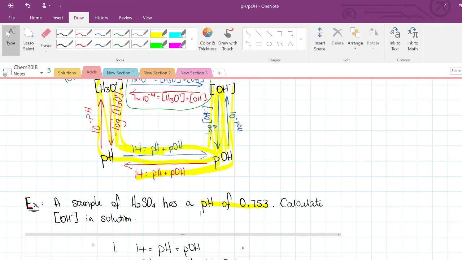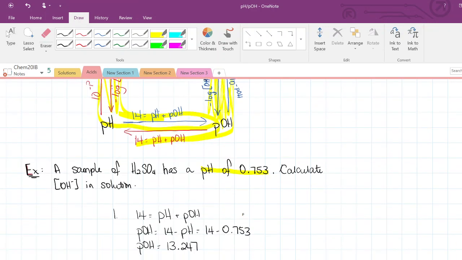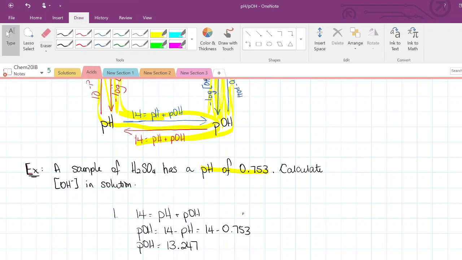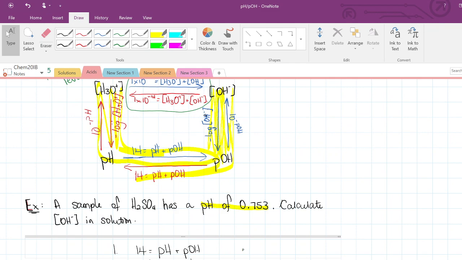So step 1 is 14 is equal to pH plus pOH, and I need to solve for pOH. So pOH is equal to 14 minus pH, and that's 14 minus 0.753, which gives me 13.247. Now I'm going to hold on to all my digits, don't round anything until the very, very end.